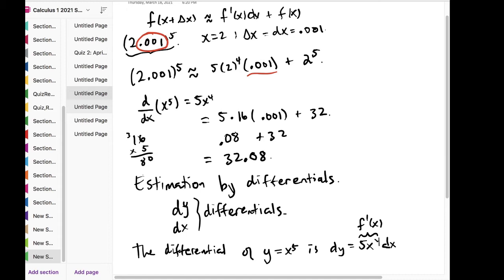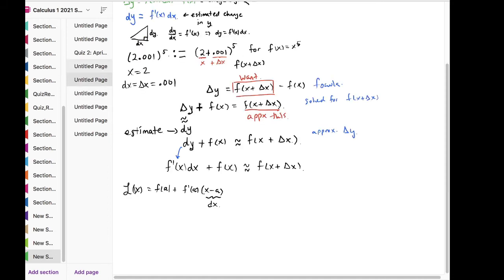Any questions on why this is an okay method and how it's different from linearization, but you still get the same thing? Again, you're still solving for the same value as linearization, because x minus a is dx, f prime is the slope, and f of a is the y value on the tangent line.